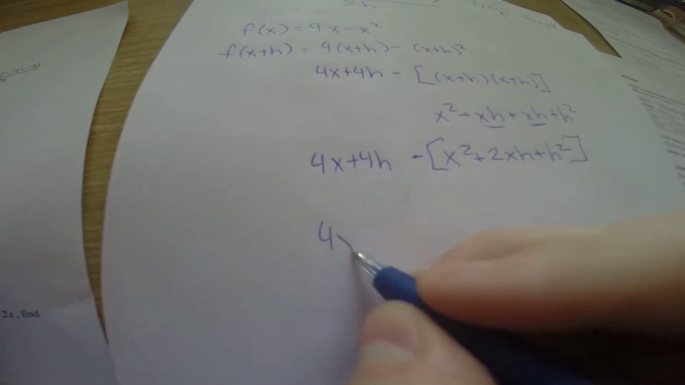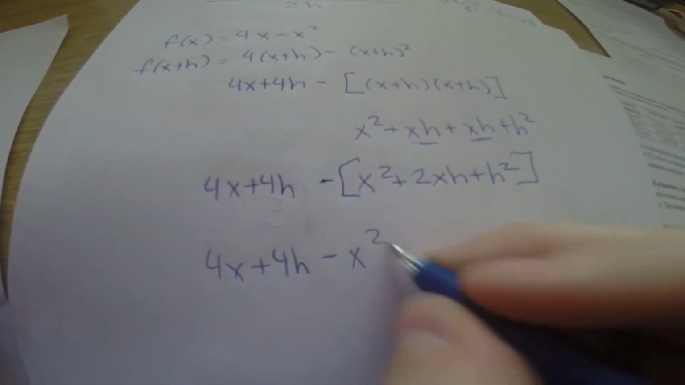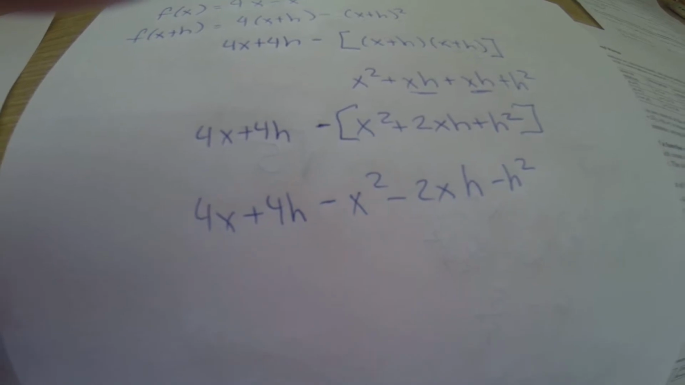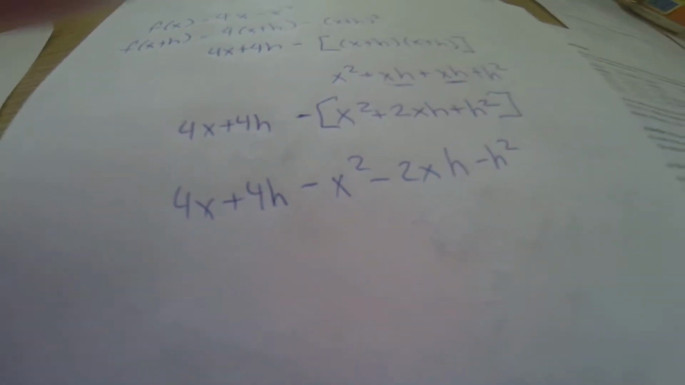Alright, so now I have 4x plus 4h, and then I'm just going to make all these negative. Negative x squared minus negative 2xh minus h squared. Okay, can we cancel anything out? Nope. So we're going to leave that as is.